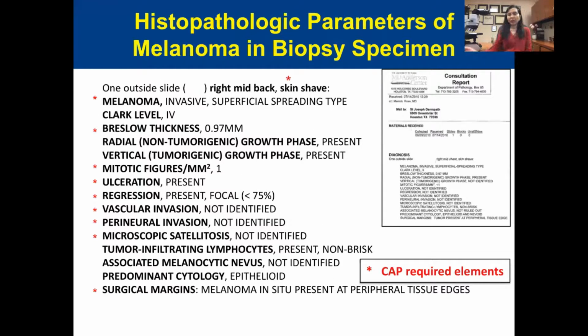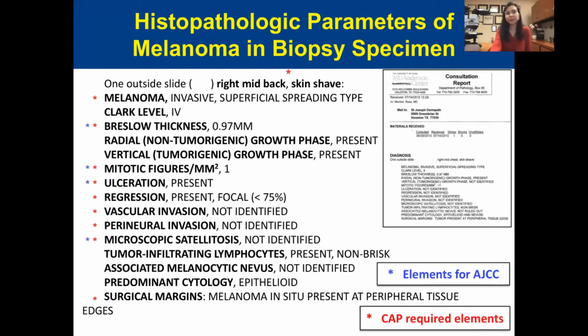So this is our pathology report. As you see here, this is for the biopsy specimen of a patient with melanoma. We have multiple parameters which we include in our report. Those highlighted with the red asterisk are required elements by CAP. In addition, we put in more parameters, as you see here, which may be useful for patient management.